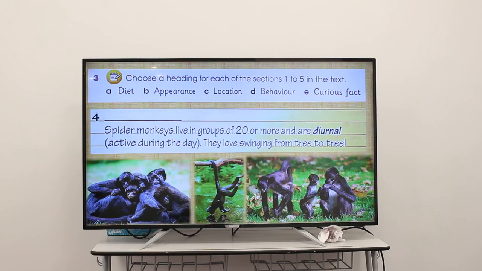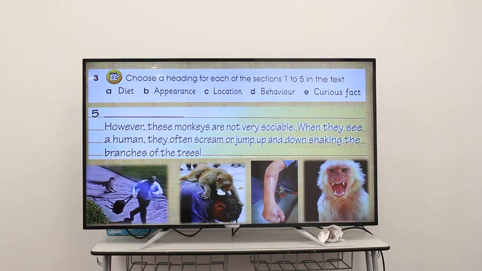Spider monkeys live in groups of 20 or more and are diurnal, active during the day. They love swinging from tree to tree. So which one is this? Yes, it's behavior. Let's go to the last one. However, these monkeys are not very sociable. When they see a human, they often scream or jump up and down, shaking the branches of the trees.